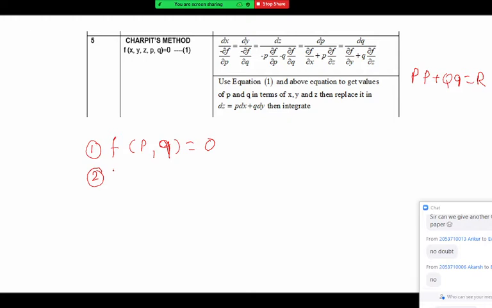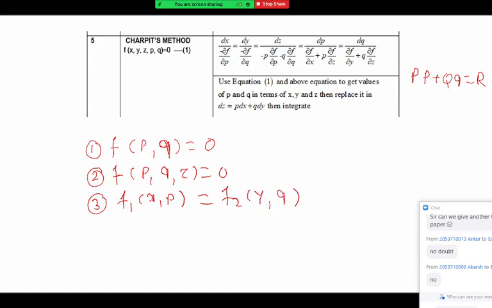Then only p, q, z present, case 2. Case 3, where xp and yq are present, and they can be separated on each side of the equation. And last is the Clairaut's form. The Clairaut's form is z equal to px plus qy plus f of p, q. So that is about the Clairaut's form, and these are the 4 forms that we finished.